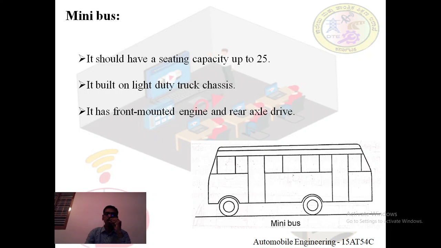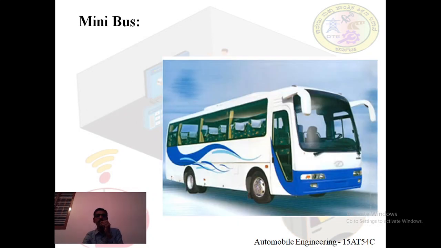You can see the sketches clearly, minibus layouts, bus body layouts. Minibus should have seating capacity up to 25. It is built on a light duty truck chassis. It has front mounted engine and rear axle drive. In these minibuses, the engine is mounted at the front side and the drive is rear axle drive. The seating capacity is up to 25. It is called light duty trucks. This is called minibuses. You can see the real images of the minibus.